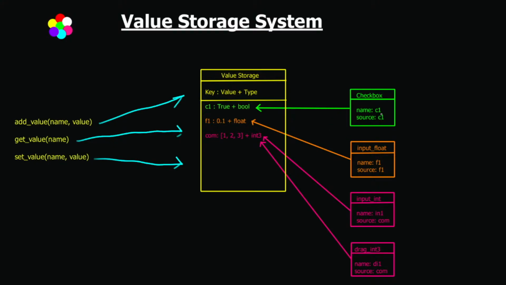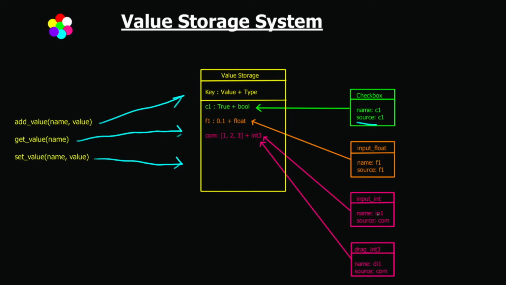Now, one thing you'll notice is every widget has a keyword source. And what this does is it allows you to override what the key is in the value system. By default, by the way, it uses the name of the widget. But if you actually specify it, it'll use that instead. And part of the reason you may want to do that is you may want multiple widgets to control the same value. For example, here we have an input int and a drag int3 controlling the same underlying value.